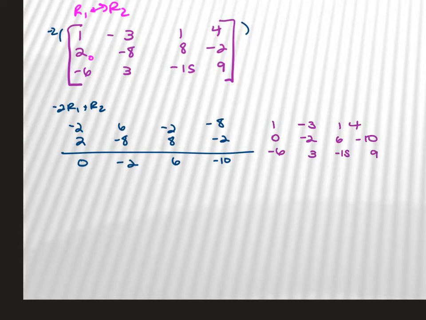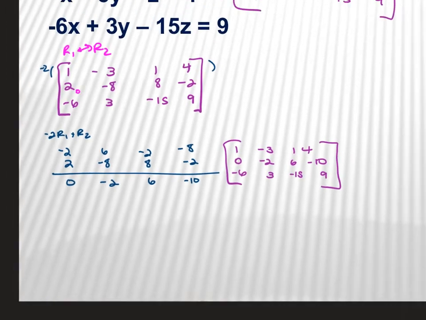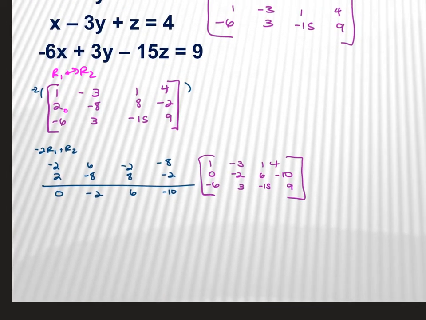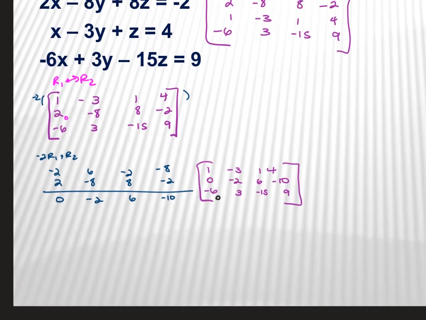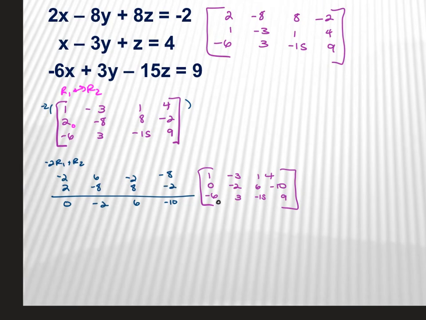Yep. Can you show the whole problem again? Then I want a 0 where that negative 6 is. The top's cut off there. Yeah. So I can do what? So 6 row 1 plus row 3.